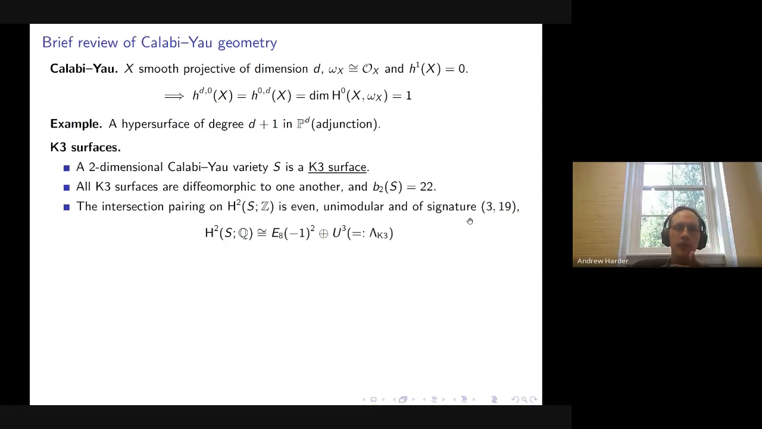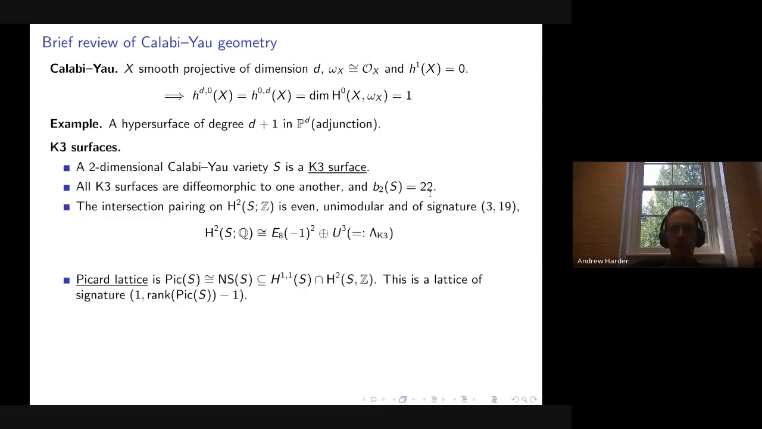So from this, what you can determine is that, in fact, this is isomorphic to the negative definite E8 lattice, so 2 copies of this, plus 3 copies of this U lattice. So this is the unique, even, unimodular lattice of rank 2, which is indefinite. Okay, so its Gram matrix is 0, 1, 1, 0. So I'll call this the K3 lattice and refer to it this way.